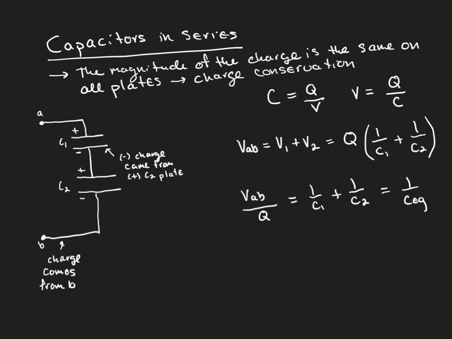I will advise you guys to be cautious with this formula, that this setup here solves for the inverse of the equivalent capacitance. So don't forget, when you do 1 over C1 plus 1 over C2, you then need to do the inverse of that to find the equivalent capacitance. If you just do 1 over C1 plus 1 over C2, you end up with the inverse of the equivalent capacitance.